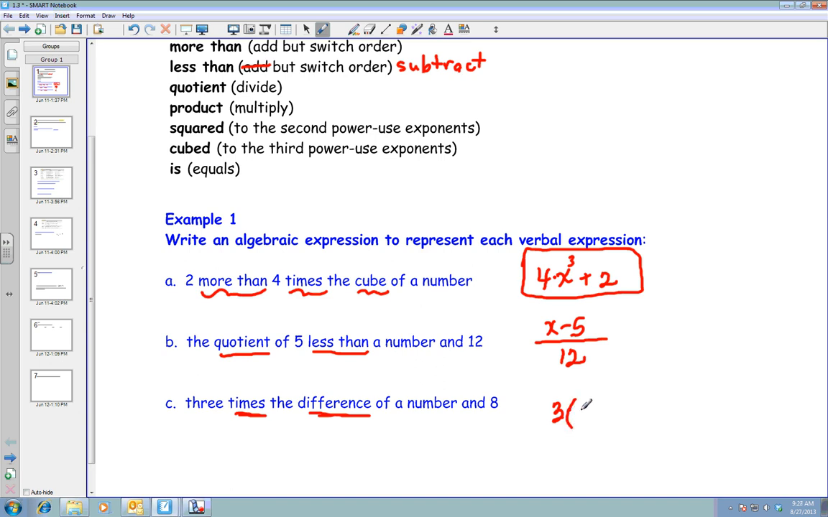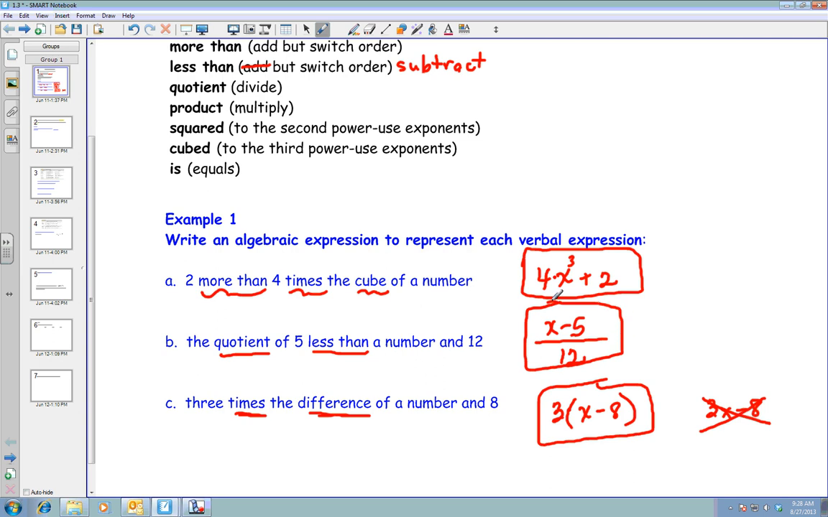And when I do that, I'm going to put parentheses around this x minus 8 because it's 3 times this whole difference. If I just put 3x minus 8, that's different than this because when I distribute out, I'm going to get 3x minus 24, which is not the same thing as this. So 3 times the difference, 3 times (x minus 8), and that's my answer. So anytime you have the difference of something and you're multiplying by a number, you're going to put that in parentheses. All right, so let's look at example 2.